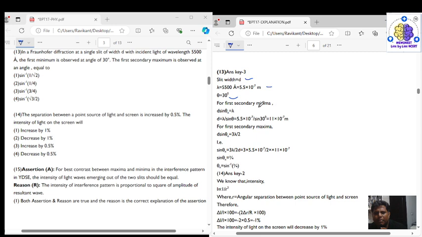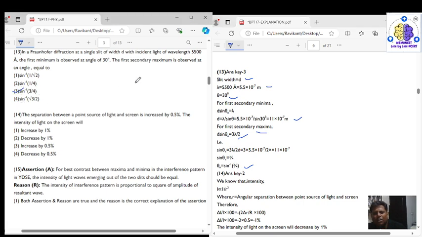Now for the first minima, using the formula d sine theta n is equal to lambda, putting the values, we get d is equal to 11 into 10 to the power of minus 7 meters. Now for the first secondary maxima, we get d sine theta is equal to 3 lambda by 2. Now putting the values, we get theta is equal to sine inverse 3 by 4. So at an angle of sine inverse 3 by 4 will be your first secondary maxima, right? So the correct answer for your question number 13 is option 3, that is sine inverse 3 by 4.